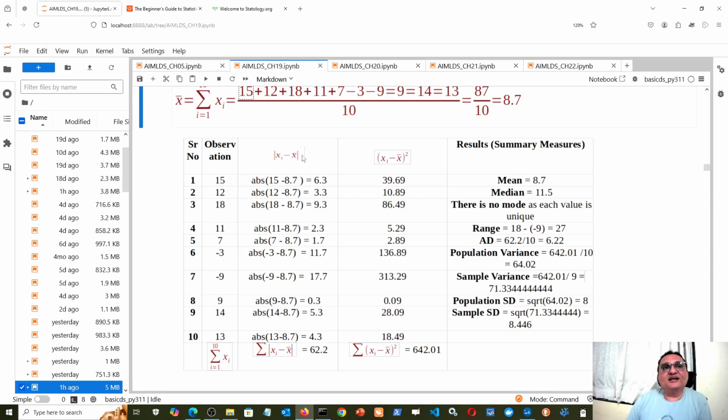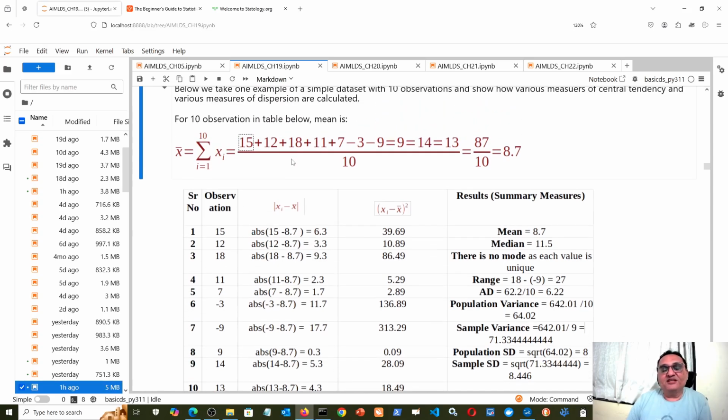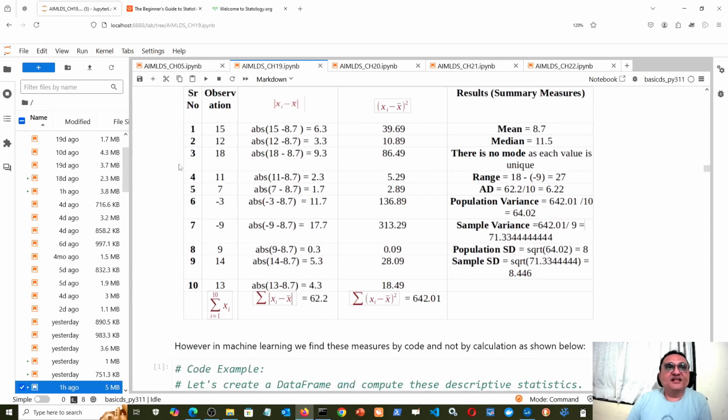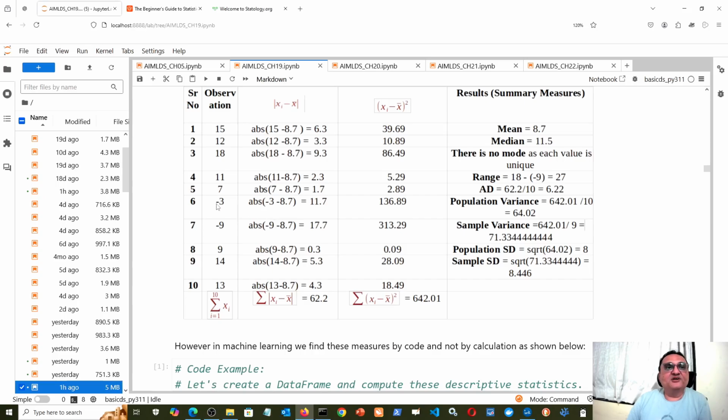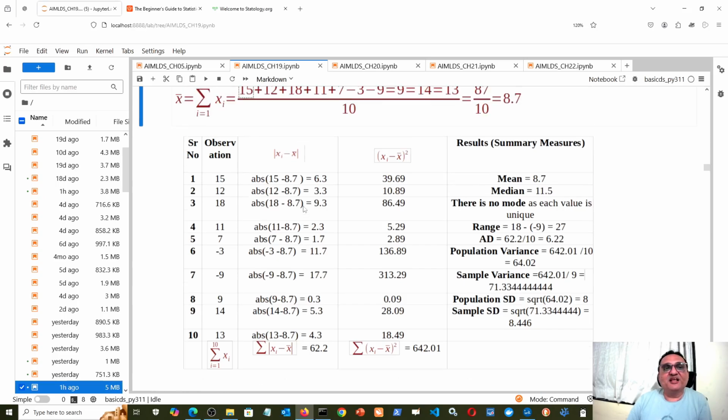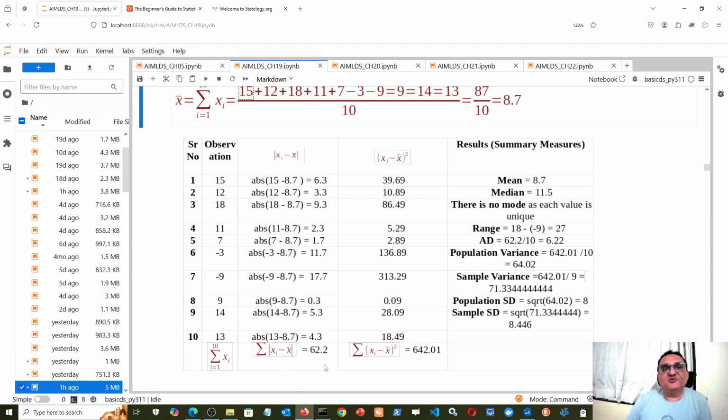Now next I want to find the deviation, and for deviation I will take each observation minus the sample mean. So each observation: 15 minus 8.7, 12 minus 8.7, 18 minus 8.7. But as I said, sometimes it may be positive, sometimes it may be negative. For example, here minus 3 minus 8.7 would be negative. Then positive and negative values will cancel each other and give a false idea that the deviation in the data is less. So we take the absolute value.